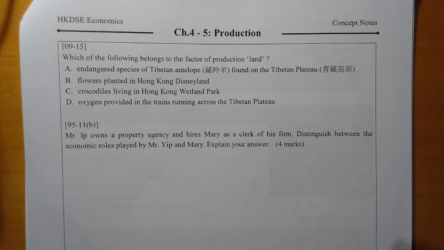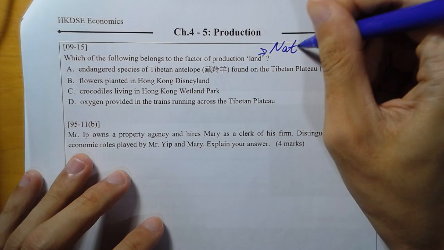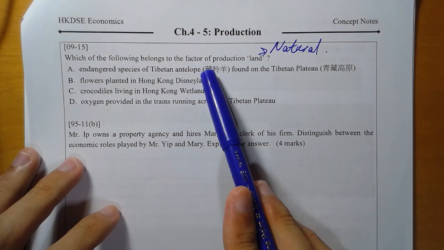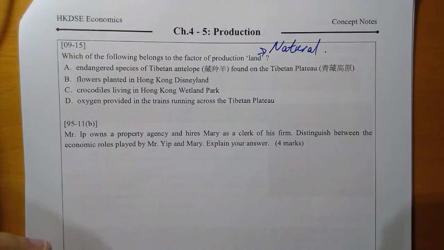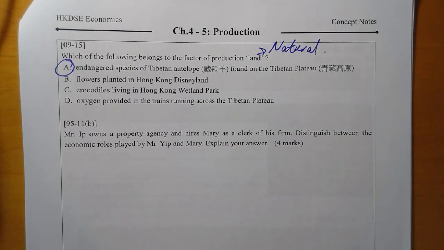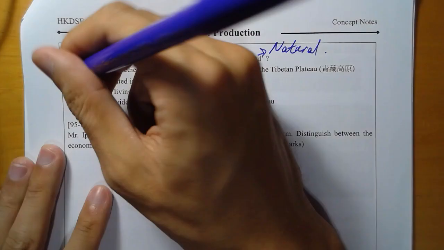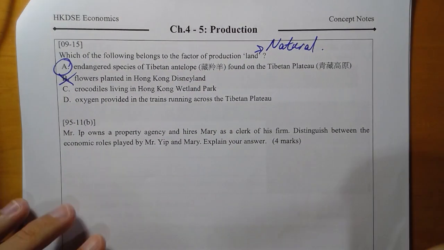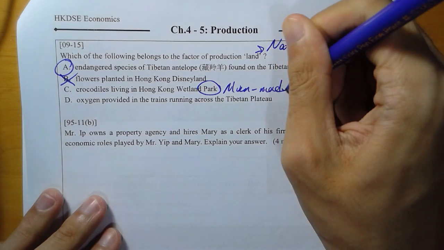Now here, asking, which belongs to land? So we need something that is natural. Now here, endangered species of this one, I don't know how to pronounce, found on the Tibet plateau. 青藏高原啊，揾到嘅羚羊啊，this one don't laugh, don't stop joking. This is the answer. Now, the others, flowers planted in Disneyland, of course not. You need to pack the flowers and put it there. Now, crocodiles living in wetland park, you see park, this is man-made, 係咪啊？你識個字 man-made 啊，so no.